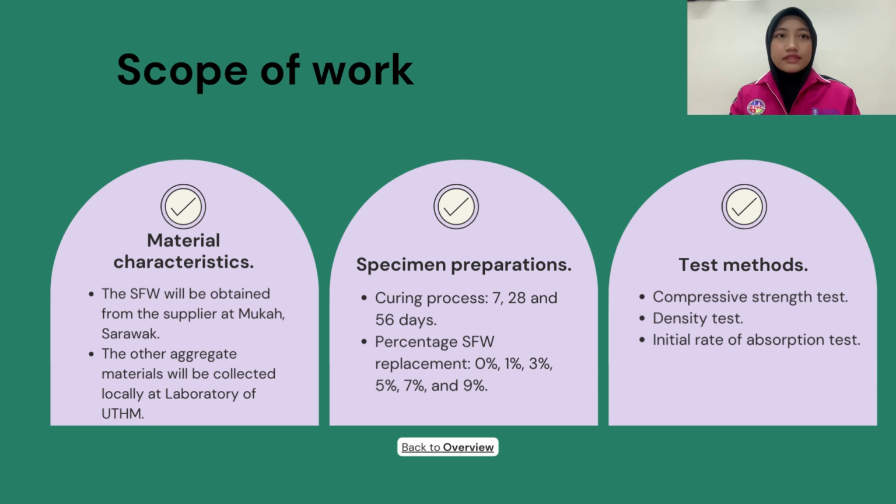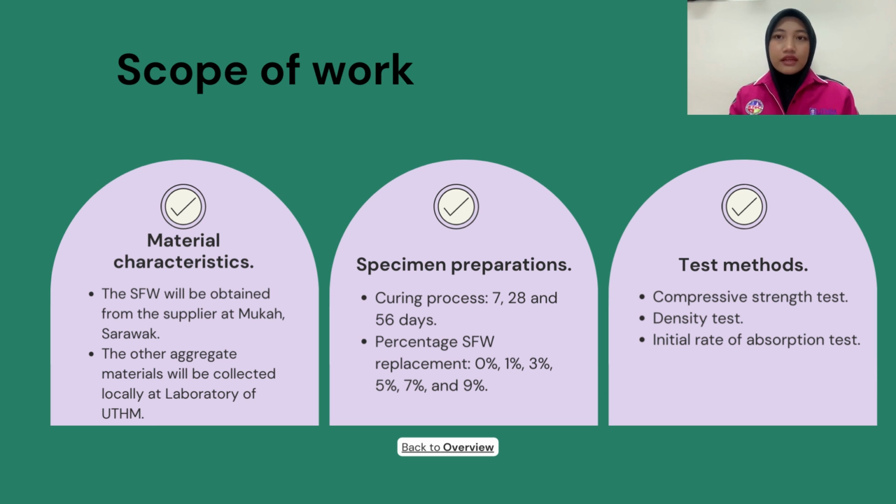The total specimens that are going to be tested in this study are 108 bricks, and the mixed ratio of cement and sand is 1:3, with water cement ratio fixed at 0.6. The scope of this research covers the material characteristics, specimen preparations, and also the test methods. For the material characteristics, the SFW will be obtained from the supplier at Mukah, Sarawak, and the other aggregate materials such as cement and sand will be collected locally at laboratory of UTHM.